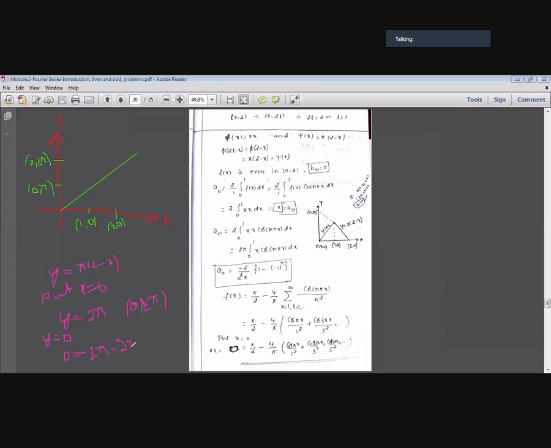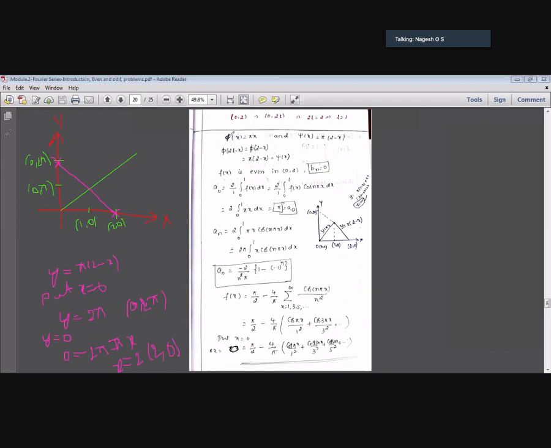Sorry, here we made a mistake. 2 into pi, 2 pi minus x pi x. Now transpose this side, x you will get 2. Another point is 2 comma 0. So this is one point, and this is another point. Okay, join these 2 points.